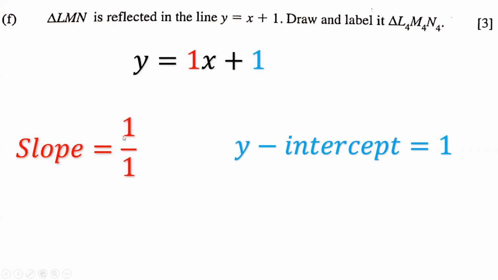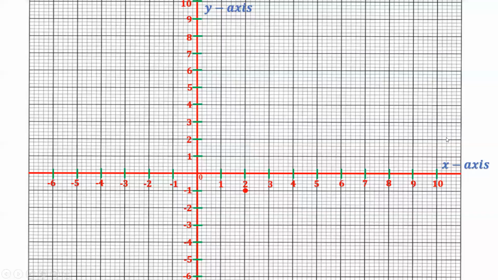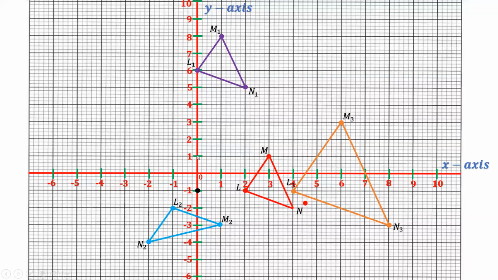So slope is 1, which means it's going to be 1 divided by 1, rise over run. So our rise is going to be 1 and our run is going to be 1. But our y-intercept is, sorry, our y-intercept is 1, not 0. So that means we're going to start on our y-axis at the y-intercept, which is 1. So our first point for this line is going to be at 1 because that's the y-intercept right there. So we're going to put 1 right there.